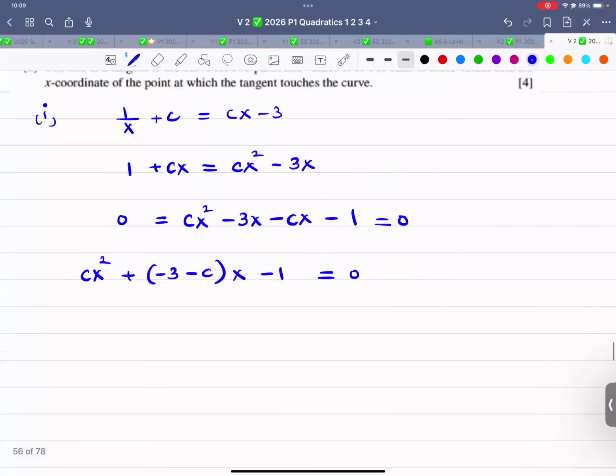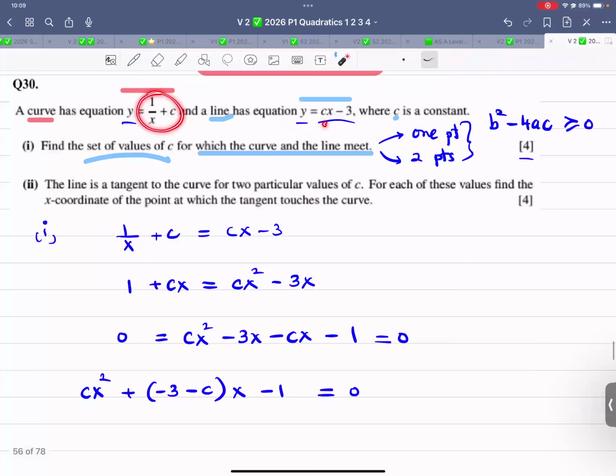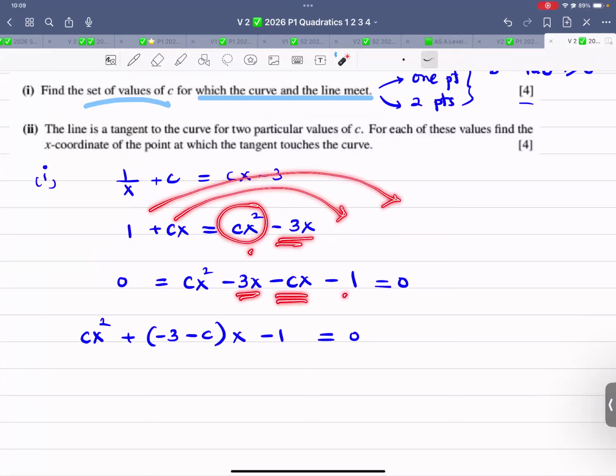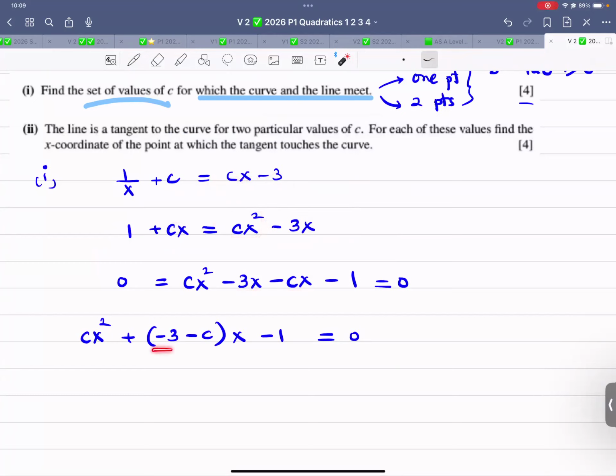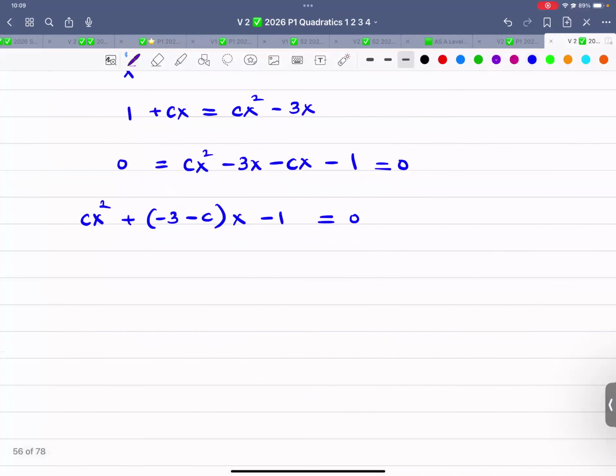Always a good idea to double check everything. So 1 over x plus c is cx minus 3. Multiply by x, so 1 remains as it is. c into x is cx, cx into x is cx square, good. And 3 into x is 3x with a negative sign. This remains as it is, negative 3x. This goes on the other side, negative. This goes on the other side, negative. And then you take common the coefficient of x.